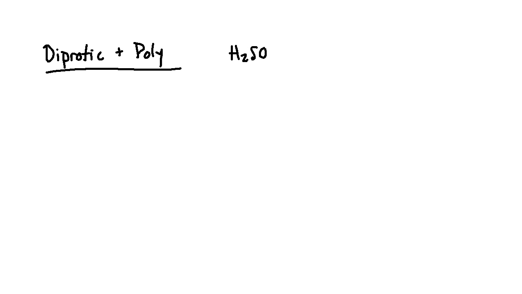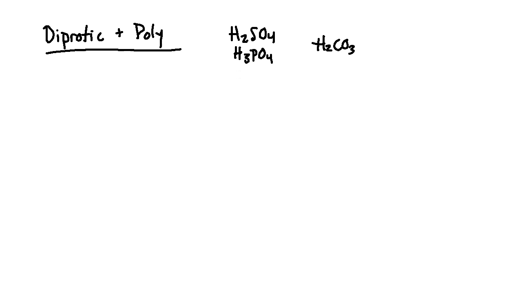Alright, so getting close to the end here, the next thing that we want to talk about is diprotic and polyprotic acids. These are going to be acids that have more than one acidic proton available for removal. So you could be talking about things like H2SO4, there's 2 of them, phosphoric acid, H3PO4, or something like carbonic acid. These are all examples where you have more than one acidic proton that can be removed.